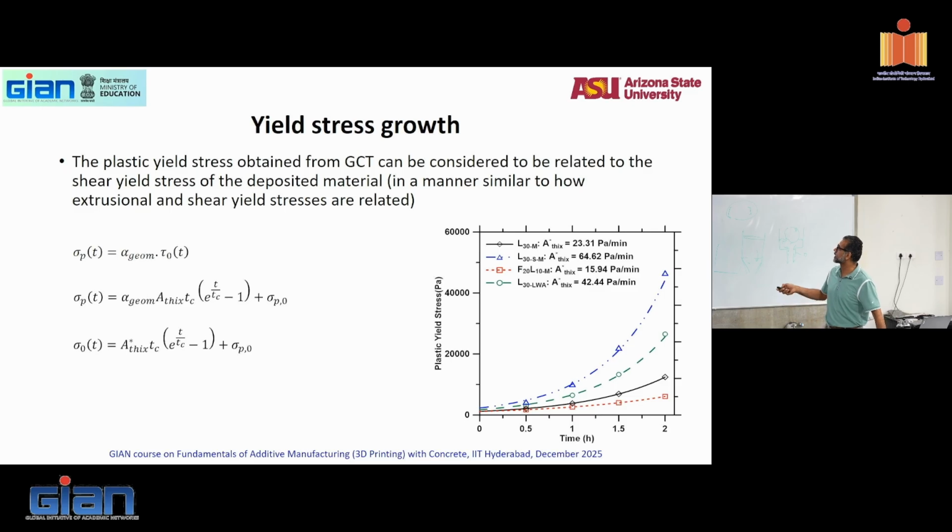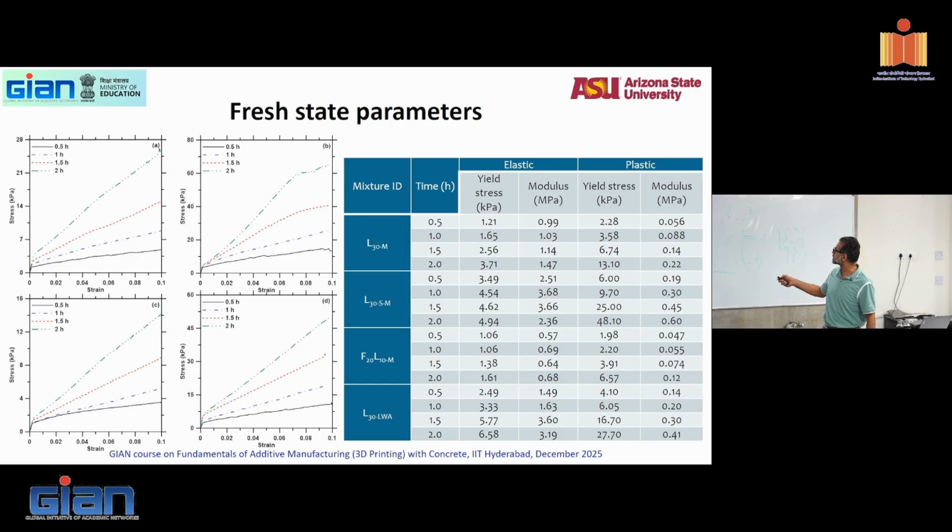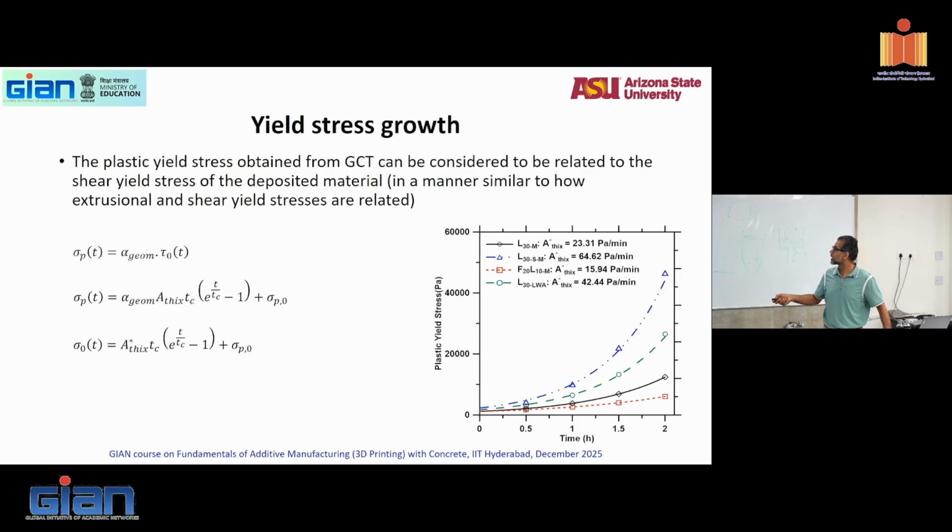And then you can do the yield stress growth. Remember the same thing with the thixotropic coefficient, plastic yield stress as a function of time. You can do the same. That's a plastic yield stress, right? This value. Now, this is not a rheological yield stress. This is a yield stress from a compression experiment, from a green compression, a fresh state compression experiment. It's a yield stress from a compression. So not a rheological yield stress.